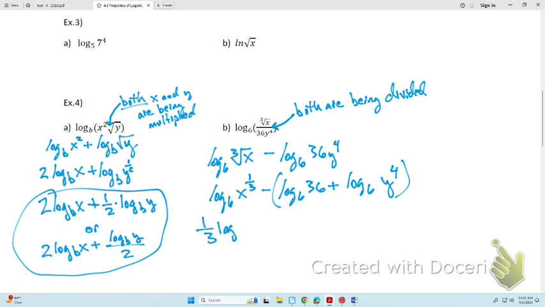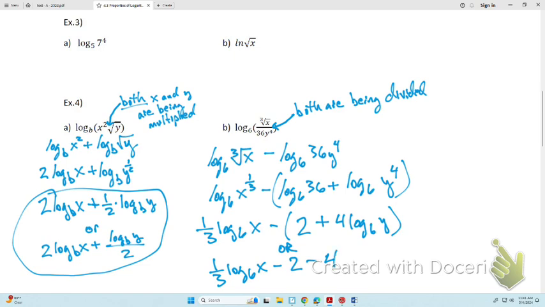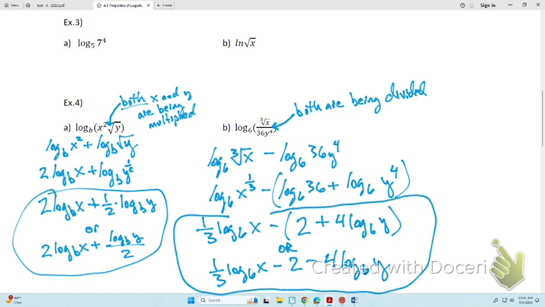All right, almost done. 1/3 log 6x minus 6 to what power is 36? 2. Move that 4 in front. And you got it. If you want to write it like this is also okay. I mean, we could be here all day writing all the possibilities, but hopefully you pick one of these. And that's it. That last one was a little ugly. Have a good one. Bye.